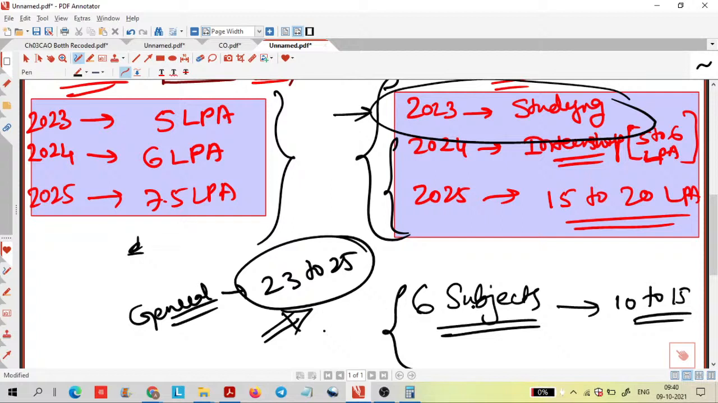But it comes with dedication. If you work dedicatedly and solve the previous year questions, you can achieve it because your time is there. Your graduation ends in 2023, June. In 2021 you are in third year, and in 2022 your final year will start. So in June 2023 this ends.